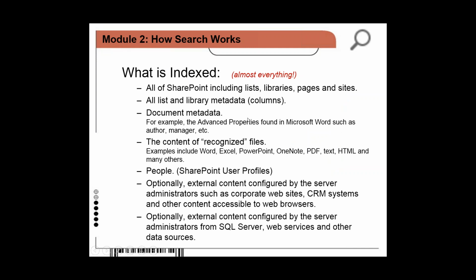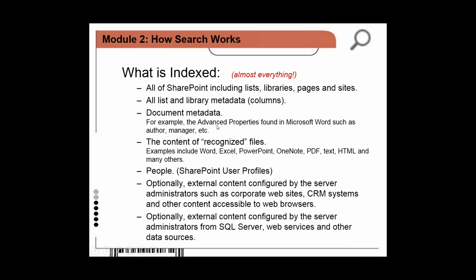But there are some exceptions, but the basic list basically is everything inside of SharePoint, as mentioned before. All of the list and library metadata. So if you've added columns to describe your documents, all of that information is available to search. So I can search for a word in the title of the document, a word in the metadata of the document, or a word inside of many of the documents.